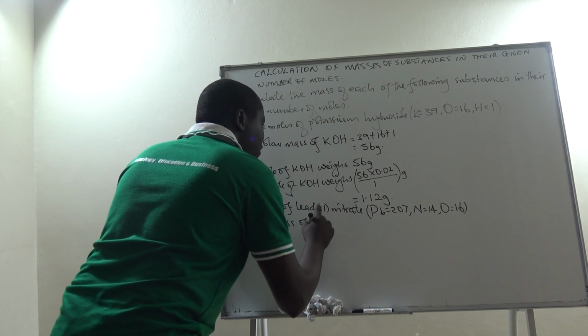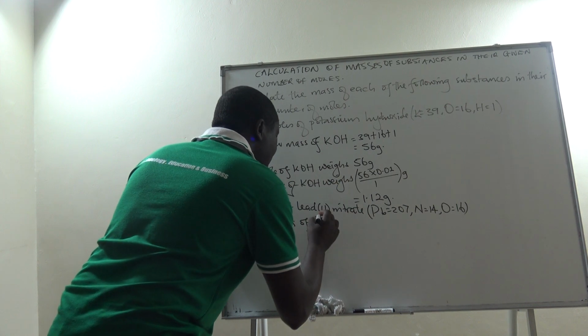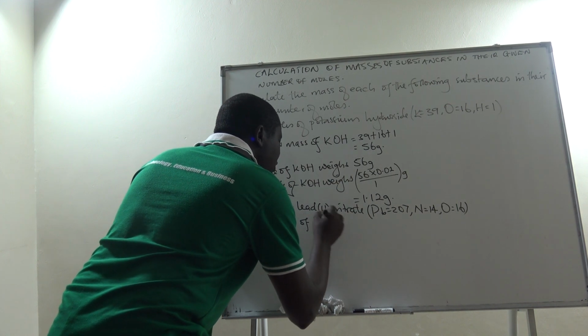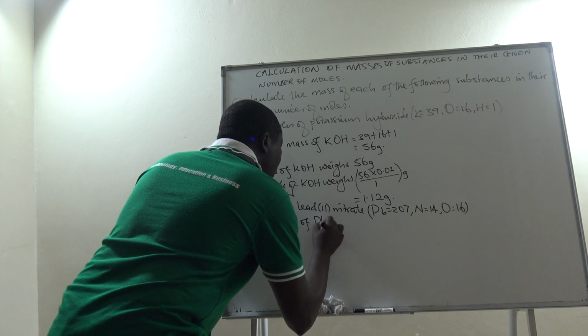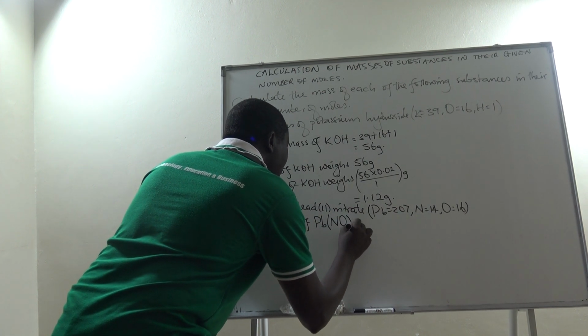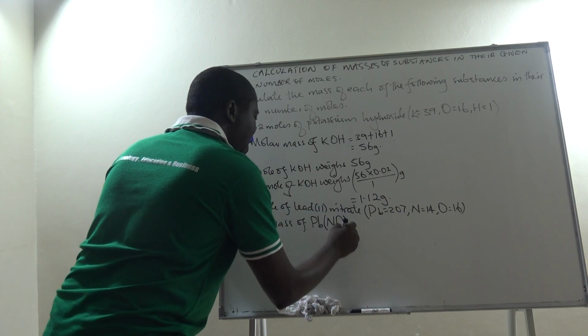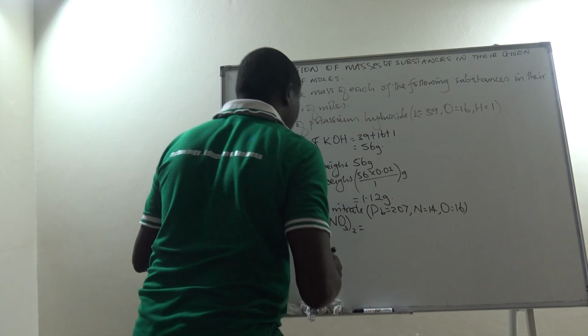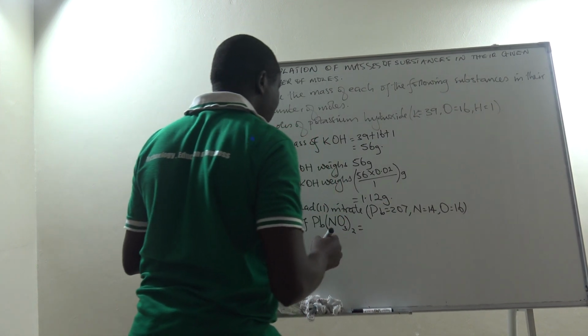So lead has a valency of 2 and the nitrate radical has a valency of 1. So that 2 will go and we shall put the whole of nitrate in a bracket, the nitrate radical, and the 2, which is the valency of lead, will come here. Let us get the mass of 1 mole of lead(II) nitrate. That's the molar mass of lead(II) nitrate.